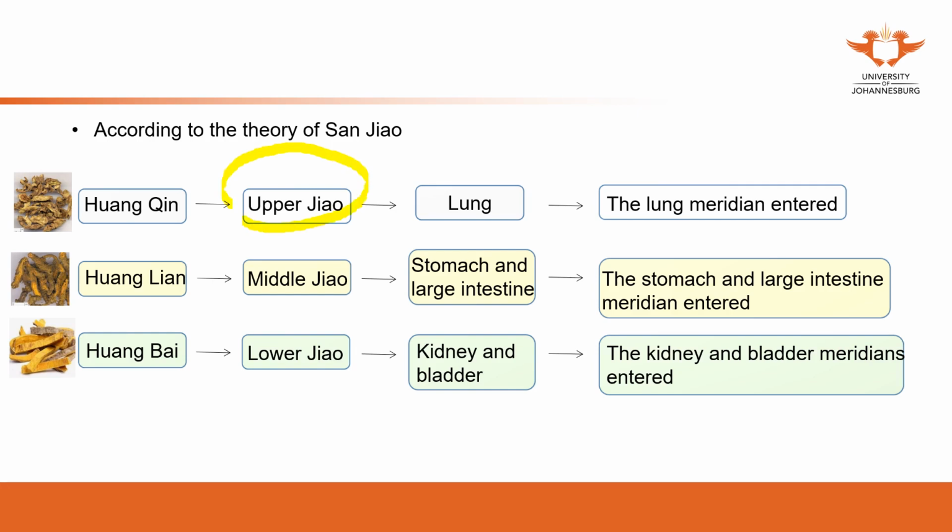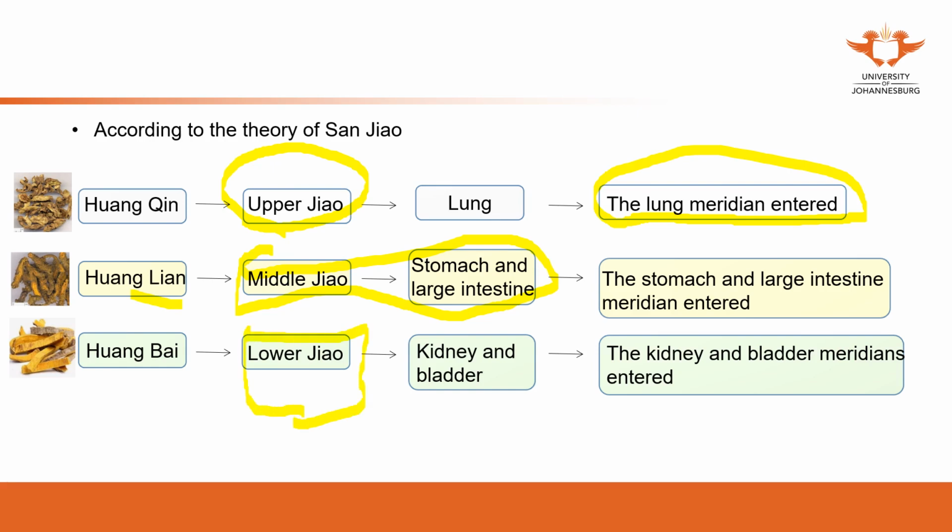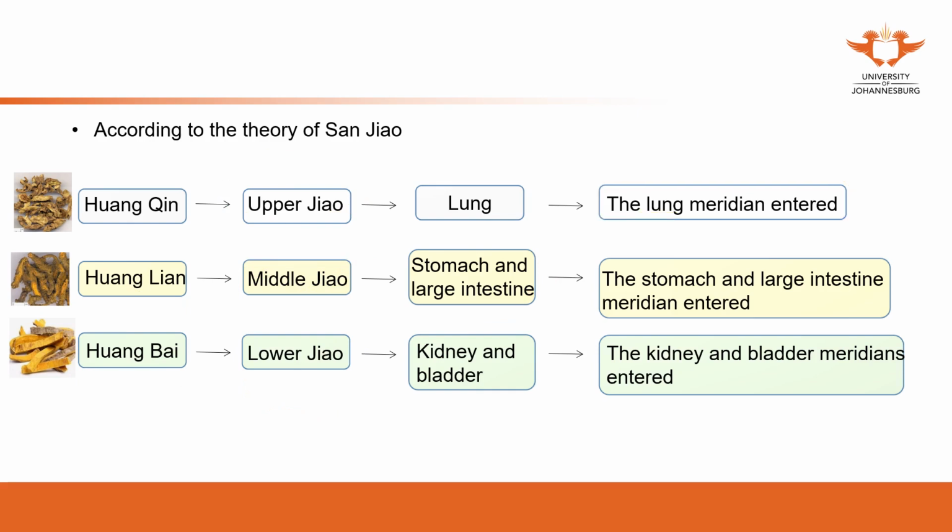A patient suffering from coughing, that's the upper jiao. We're going to choose the herbs with the lung meridian entered. A patient suffering from diarrhea, we're going to focus on the stomach, the spleen. We can use Huanglian. A patient suffering from perfumes, yellowish leukorrhea, that's due to damp heat in the lower jiao, we can choose Huang Bai. So these are the different meridian tropism to affect the actions.